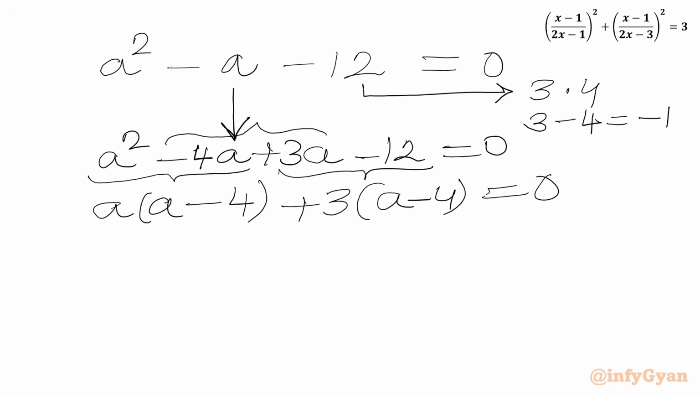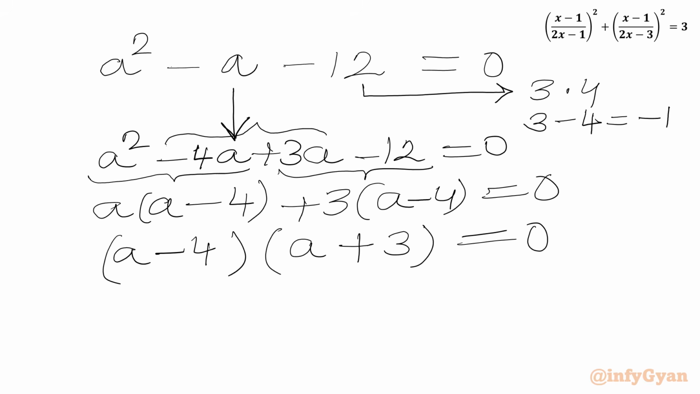RHS is 0. Now a minus 4 is overall common. So in the other bracket we will get a from the first term position, 3 from the second term position. In between the sign is plus, so we will retain plus equal to 0.